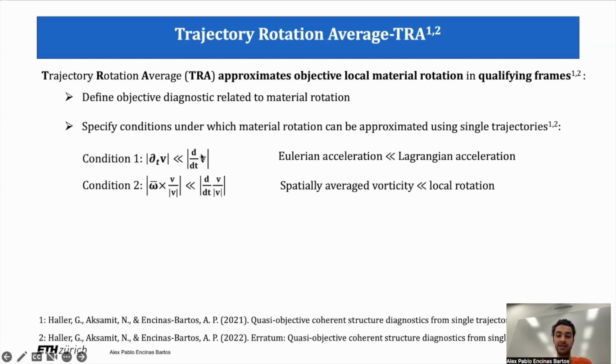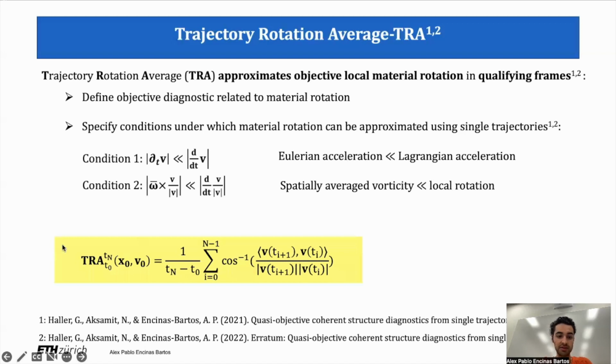One condition states that the partial derivative of the velocity needs to be smaller than the material derivative of the velocity. And the second condition is that the spatially averaged vorticity needs to be much smaller in size than the local rotation. Now, these two conditions have been verified in the same paper using AVISO data in the ocean. So we take for granted that these two conditions are satisfied in the ocean.